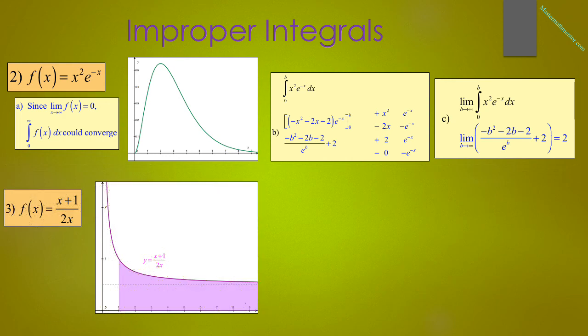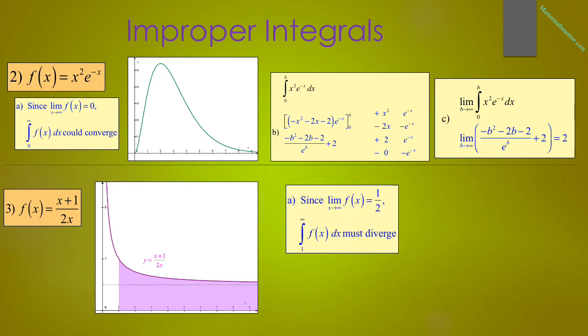In number 3, you're asked to graph f of x equals x plus 1 over 2x. The graph is shown to the right in purple. The graph is asymptotic to the right of the y-axis, comes down quickly, and becomes asymptotic to the line y is equal to 1/2.